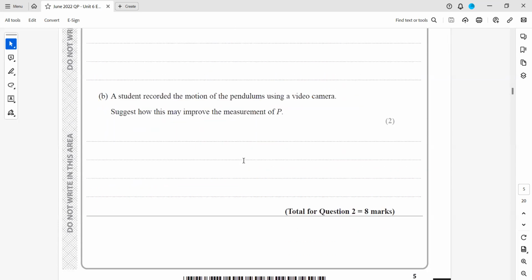A student recorded the motion of a pendulum using a video camera. State how this may improve the measurement. Look how it will improve the measurement. If we are using a video camera, one advantage is that it can be played back. In real time, it will be difficult to identify the exact moment when the pendulum has just stopped vibrating. So using a video camera, we can play back and observe its motion easily, and it will give a more reliable result as it can be played in slow motion.